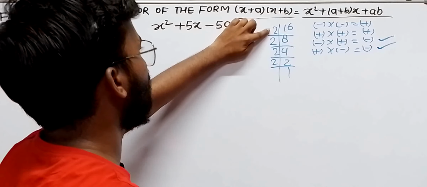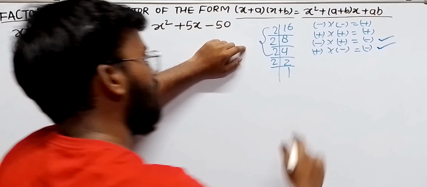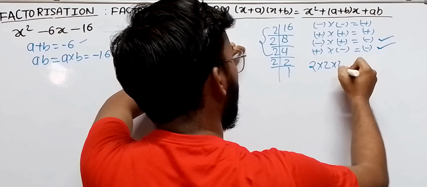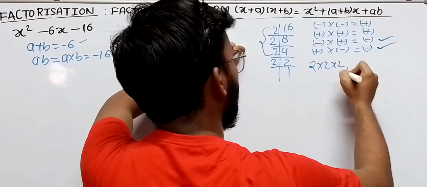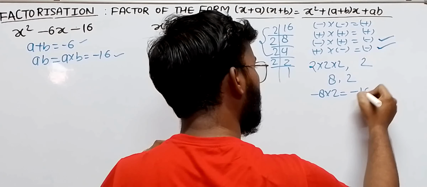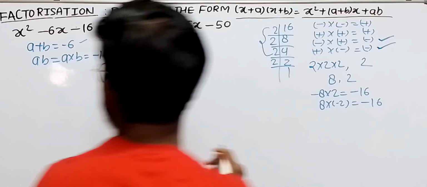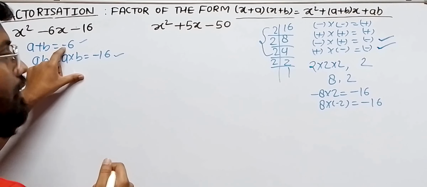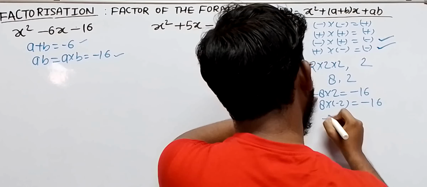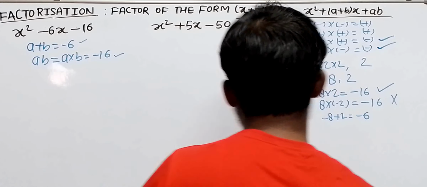So take these three 2s as one, that means 2 into 2 into 2, which is 8, and the other number is 2. But we have to take any one value as negative, so that we get minus 6. If we take minus 8 into 2, it becomes minus 16. If we take 8 into minus 2, it also becomes minus 16. But here we need minus in the sum, so it will be minus 8 plus 2. So from here we get minus 6. So this one will be the correct one and this one will be wrong.